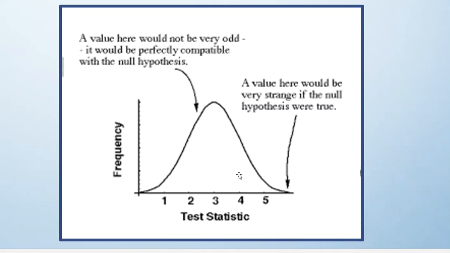So here's another way to look at that. If we got a value more in the middle here, that would not be very odd, and it would be perfectly compatible with what we are stating our null hypothesis is. But when we take a sample and we get a value that's out here with our z-values, something greater than 2, that's when we say, yeah, this seems a little bit weird, so we would reject the null.